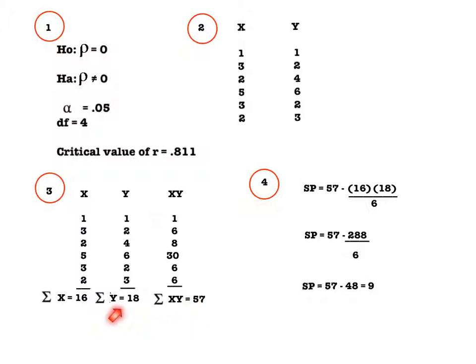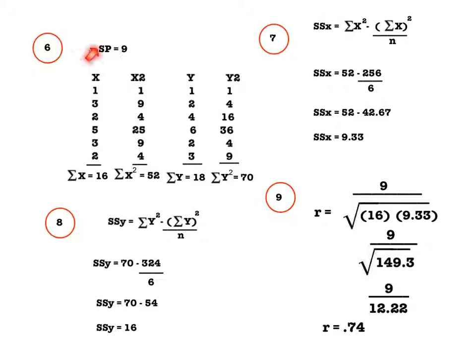We're also going to need the sum of the x and y scores. Just add them together. So the sum of x is 16, the sum of y is 18. We come over here and put these values into our sum of the products formula. So here's the sum of the cross products right here, 57, and then we have the sum of x times the sum of y divided by n. We just multiply the numerator terms. Okay, that gives us 288 divided by 6. And then when we complete the problem, we have 57 minus 48 equals 9. That's our sum of the products.